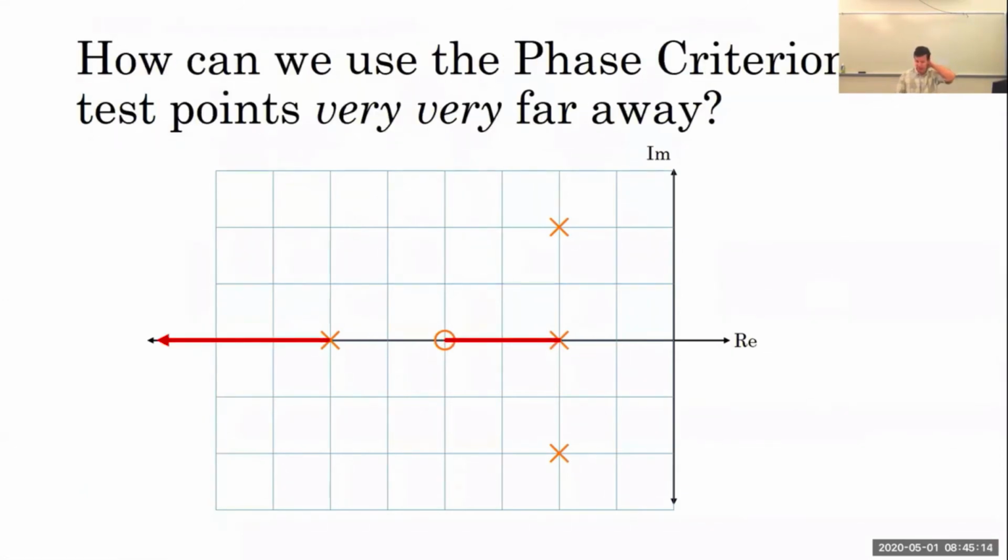Which asks the question, so far all of our test points have been close in to where all the open loop action is. I want to now ask the question, can we use the phase criterion on test points that are very far away? So what would that look like? It would still mean drawing a little box in the S-plane and then drawing a bunch of vectors from the open loop poles to that box and then adding up all of the phases of those vectors. But if we're going to go very, very far away, isn't that the same as kind of zooming out?